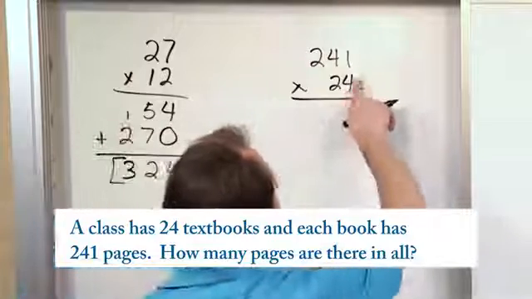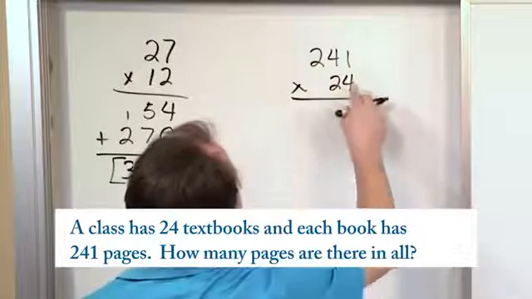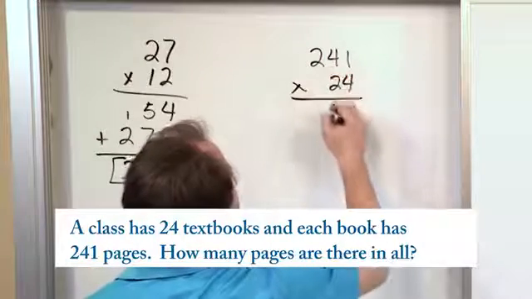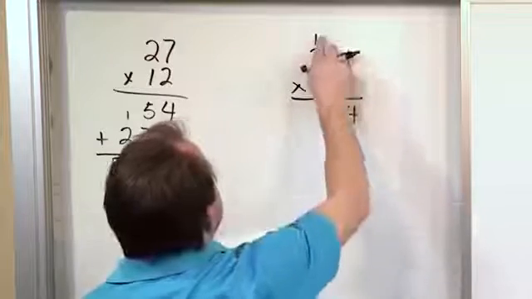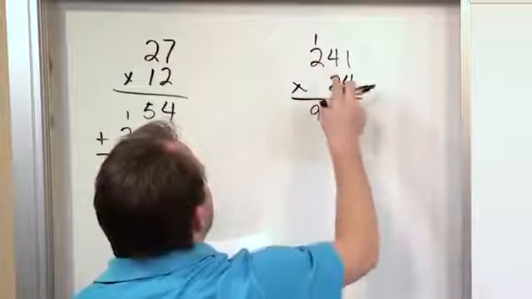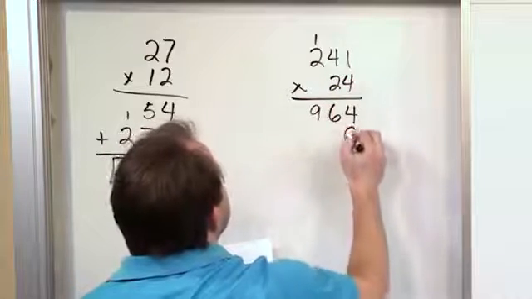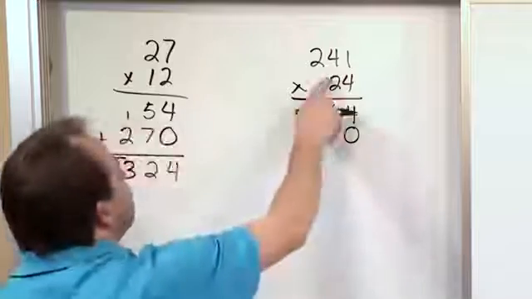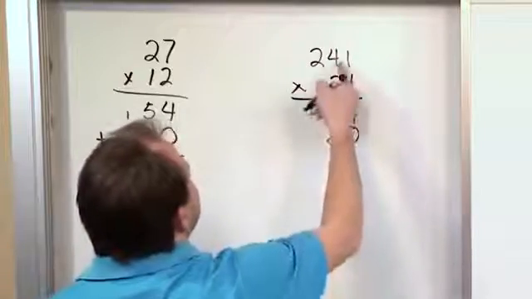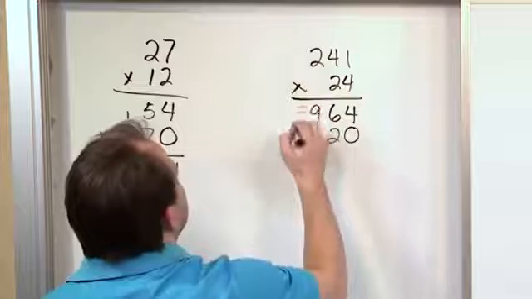We work on the right-hand side. 4 times 1 gives us 4. 4 times 4 gives us 16, so we write the 6, carry the 1. 2 times 4 is 8, plus 1 is 9. And now we want to drop to the next level, so we put a 0 here and we erase the one that we carried so we don't get confused. 2 times 1 is 2, 2 times 4 is 8, and 2 times 2 is 4.